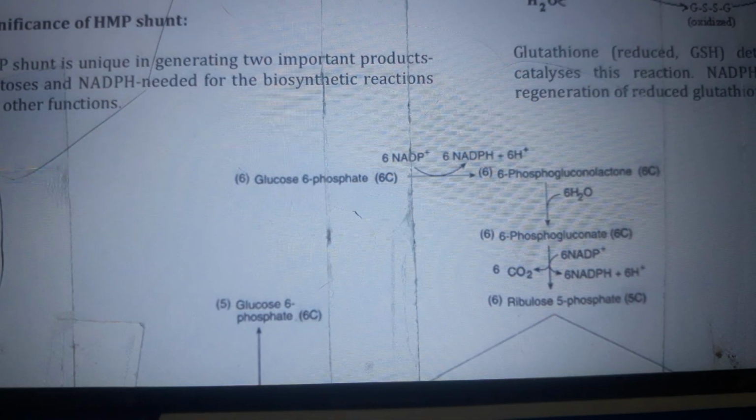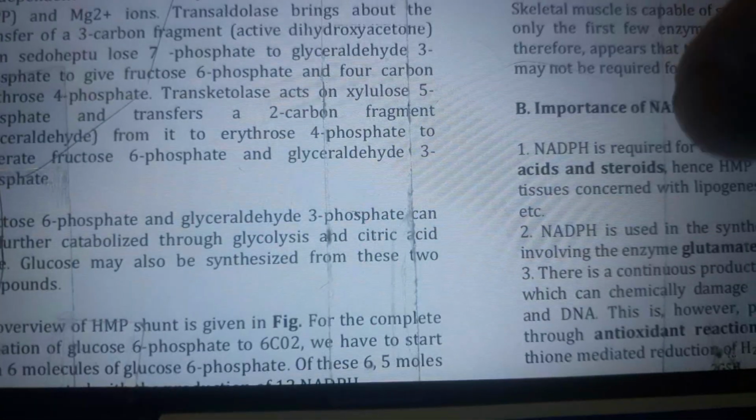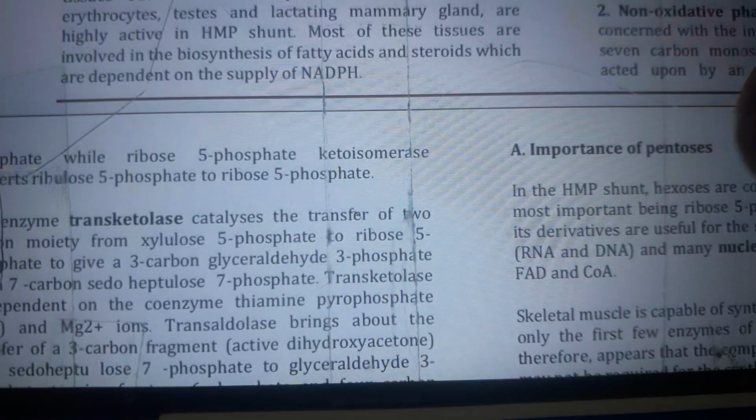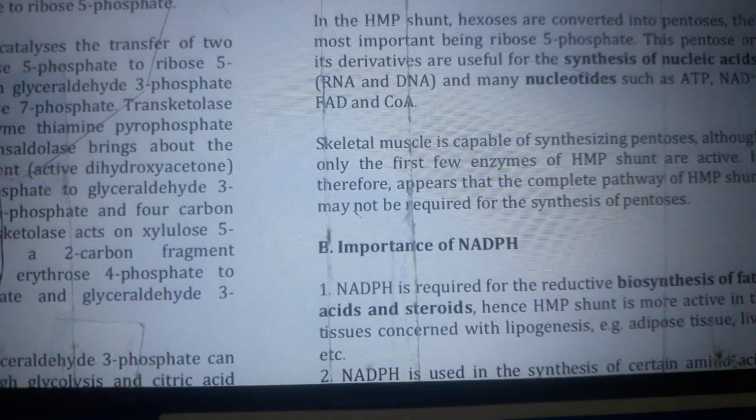Significance of HMP shunt. HMP is unique in generating two important products, pentoses and NADPH, needed for the biosynthetic reactions and other functions. Importance of pentoses. In the HMP shunt, hexoses are converted into pentoses, the most important being ribose 5-phosphate.